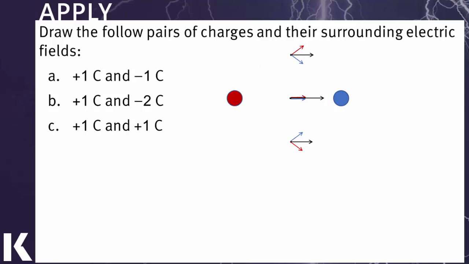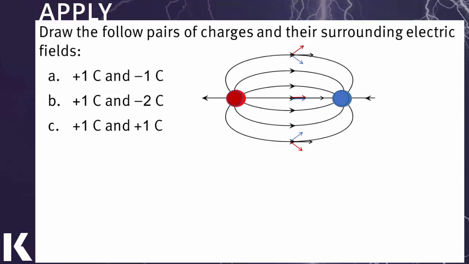Now notice our strongest field is in the middle, which makes sense because that's where I'm closest to the two charges. Should have the strongest field at that point. And if we continue to do this, we would get a total field picture that looks like this.